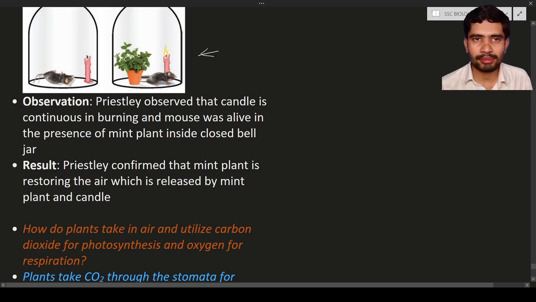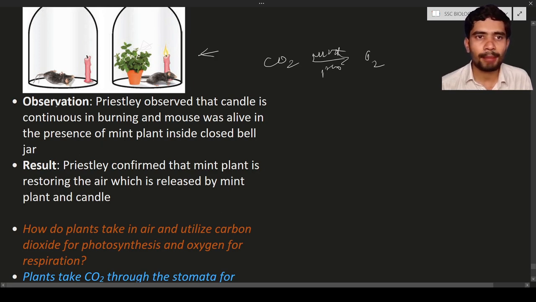And here what is happening? Here the mint plant is doing an important process known as photosynthesis, and it is replacing the gas. Whatever carbon dioxide is produced by the mouse and the burning of the candle is taken by the mint plant. Photosynthesis is done and oxygen is produced by the mint plant. As a result, the candle keeps burning and the mouse stays alive.